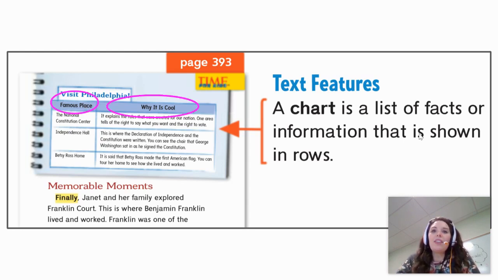You can see that at the top of the chart, it names famous place and why it is cool. So that is the information you can plan to learn about in this chart. A famous place in Philadelphia, and then why someone thinks it is cool. The information is laid out in rows going across the chart. And it's important to read the information in the chart in expository text because you will learn more information about the topic.